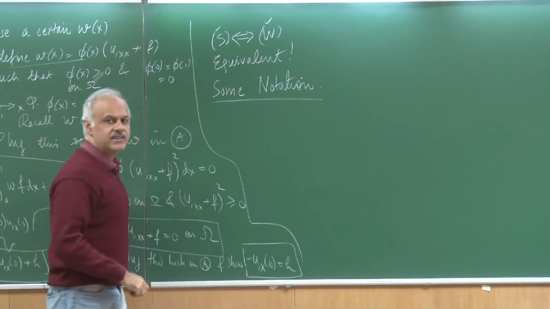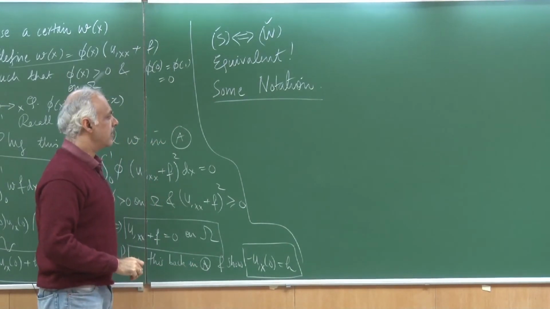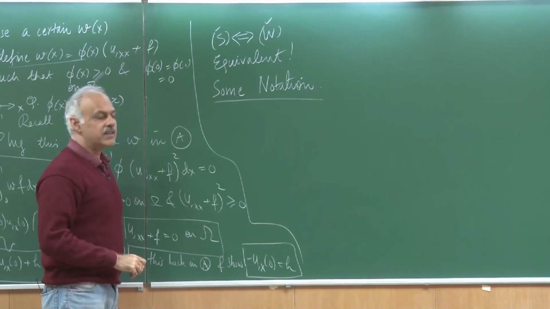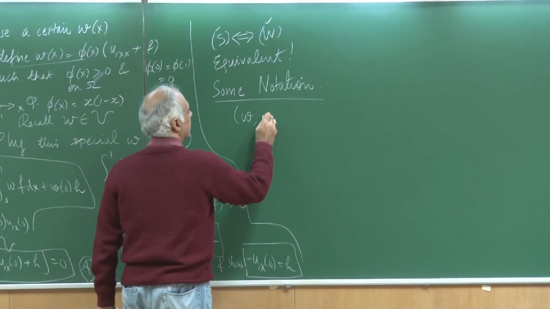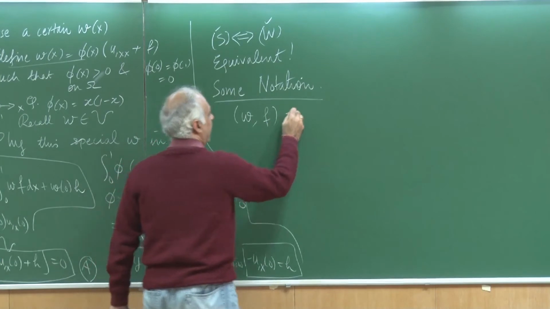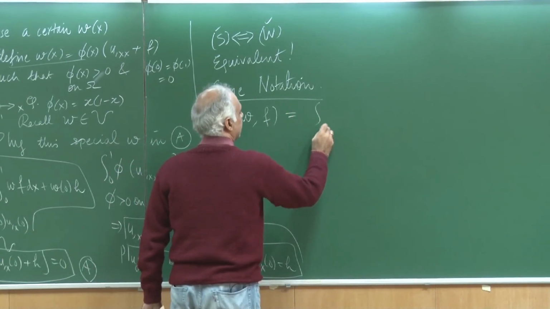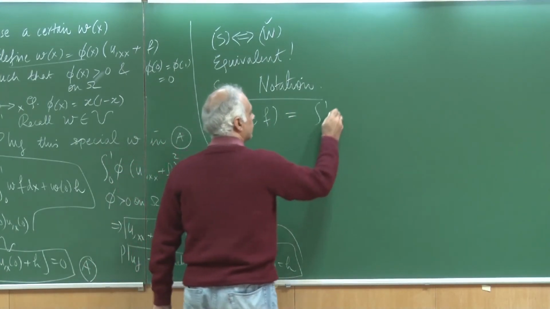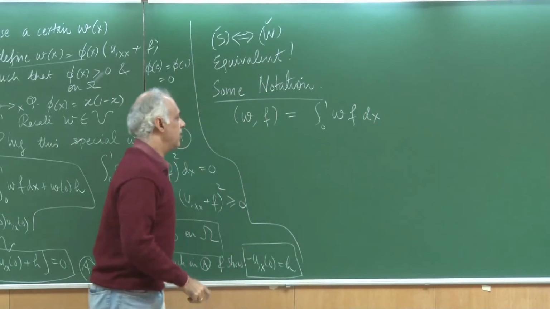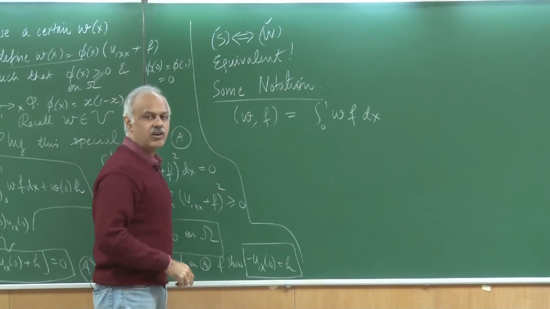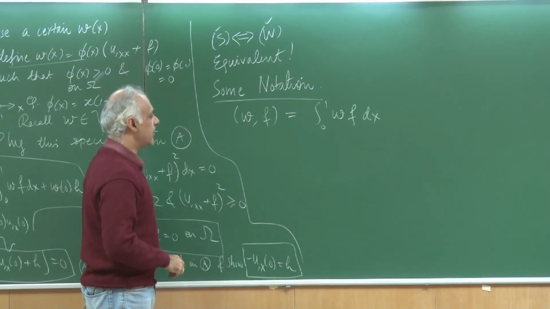to simplify the weak form. So you are already aware of the inner product. So we are going to say that (W, F) actually implies that we are talking about the integral from 0 to 1 of W times F dx. So two functions separated by a comma in parentheses is the inner product.